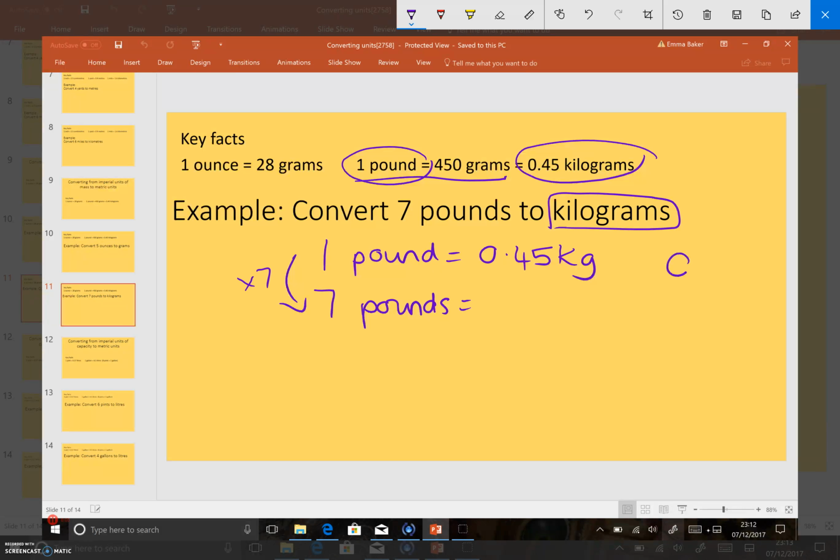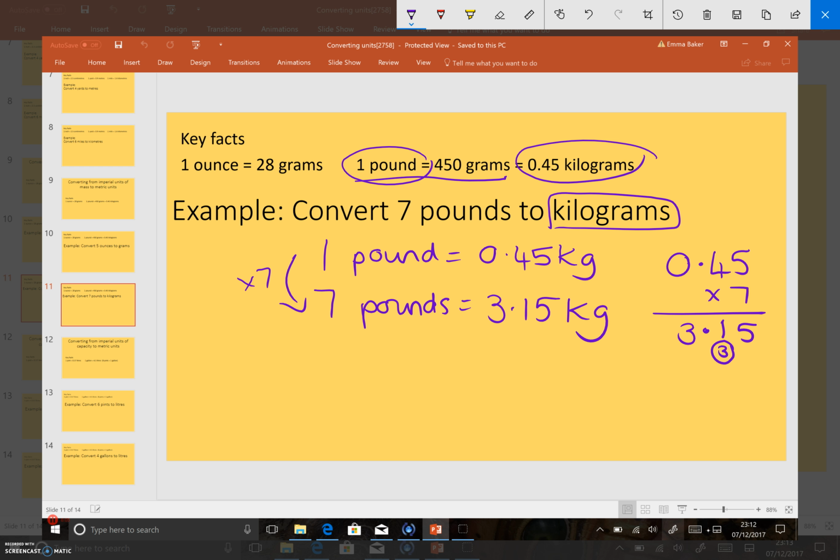So I want to do 0.45 multiplied by 7. 7 5s are 35. 7 4s are 28. Add on 3 is 31. So 3.15, and that seems like a sensible answer. 7 lots of nearly a half. Okay, so that's mass, the weight of things, okay?